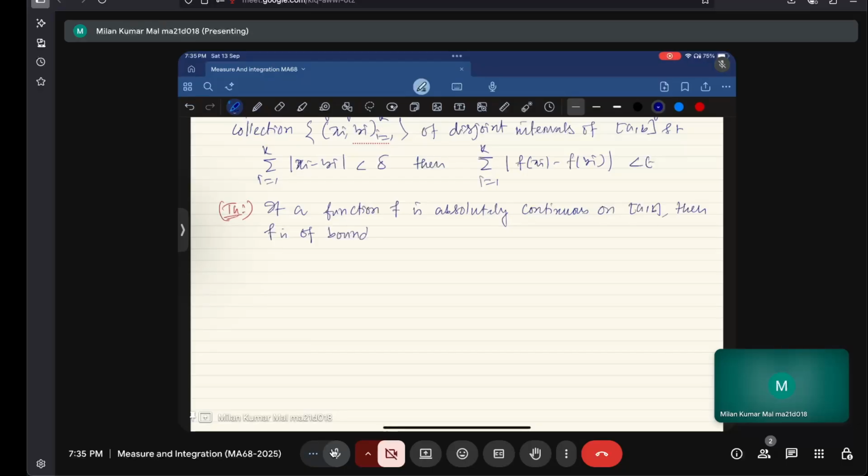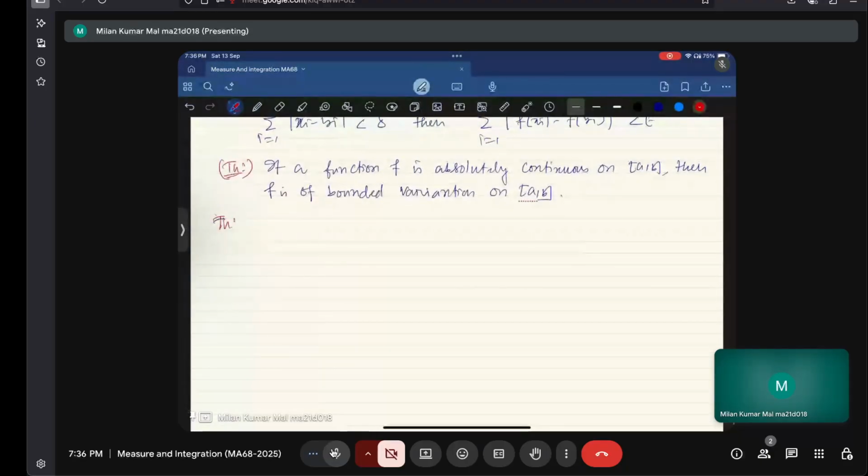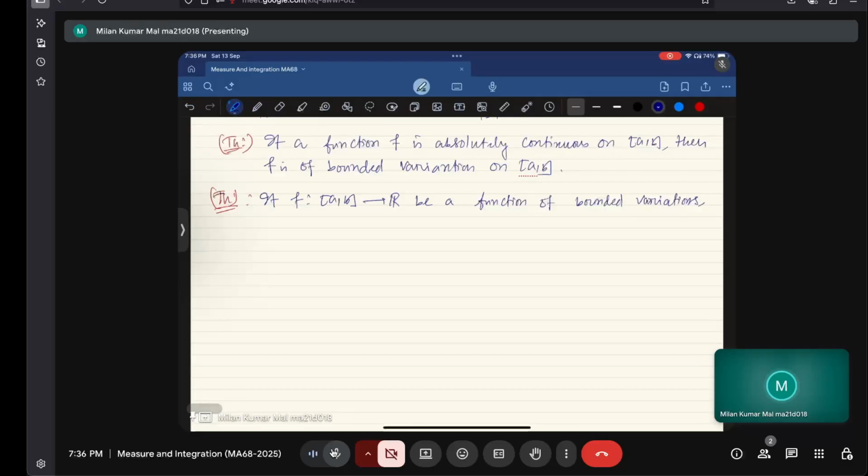Second theorem: if f from a b to R is a function of bounded variation, then f dash is integrable. That means it is differentiable almost everywhere.